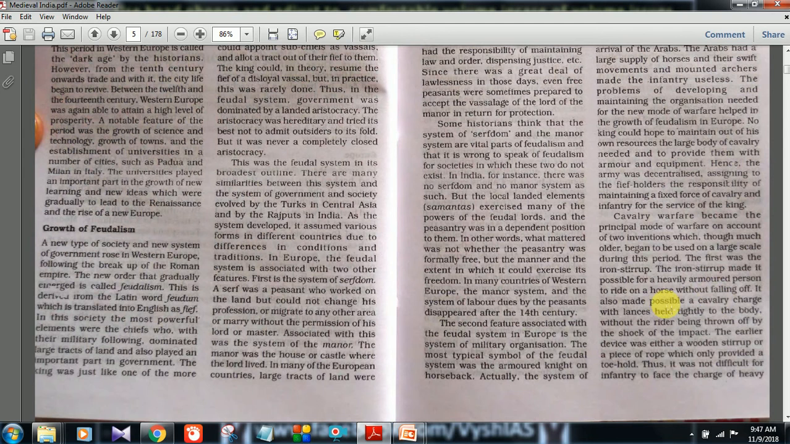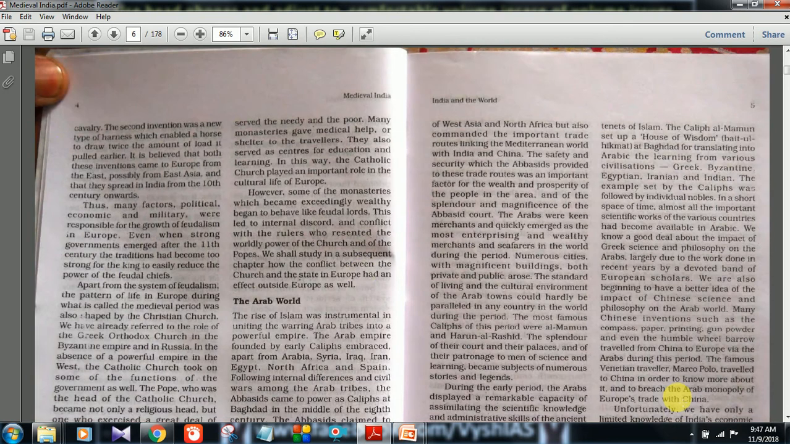So it also made possible a cavalry charge with lances held tightly to the body without the rider being thrown off by the shock of the impact. The earlier device was either a wooden stirrup or a piece of rope which only provided a toe hold. Okay, so earlier it was like that, and later it became this iron stirrup kind of thing. So thus it was not difficult for infantry to face the charge of heavy cavalry.